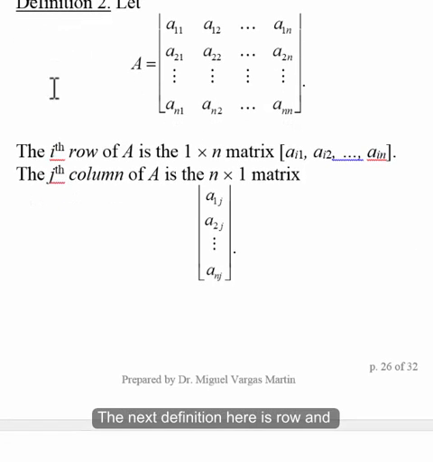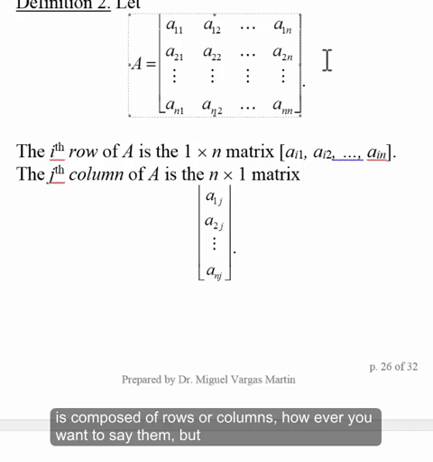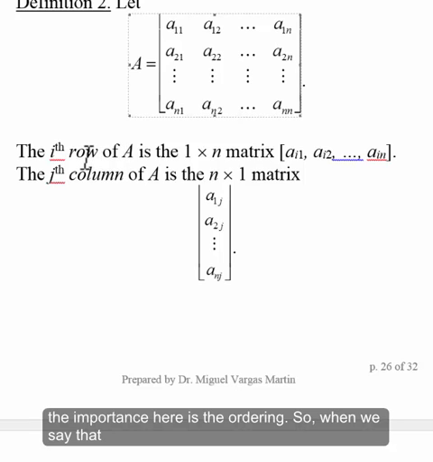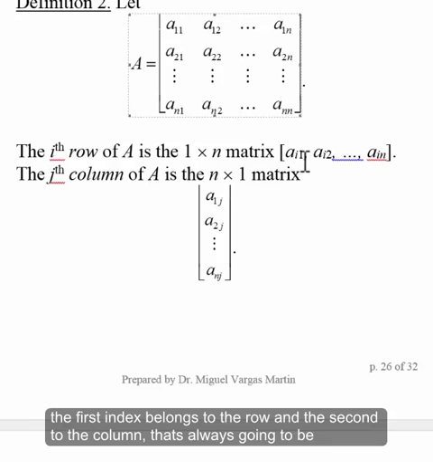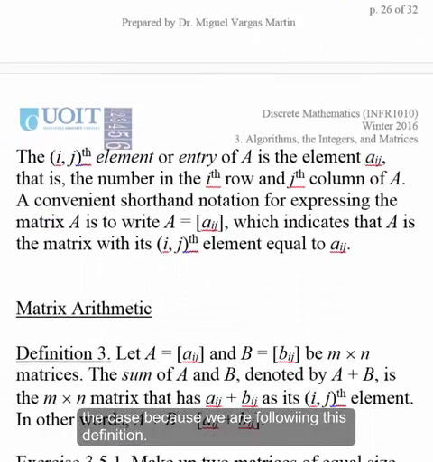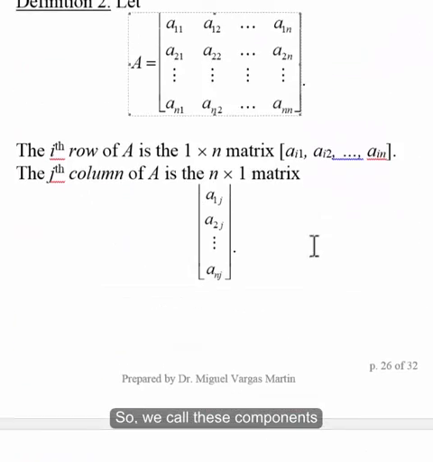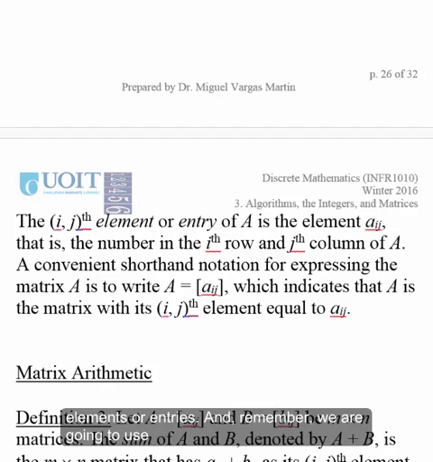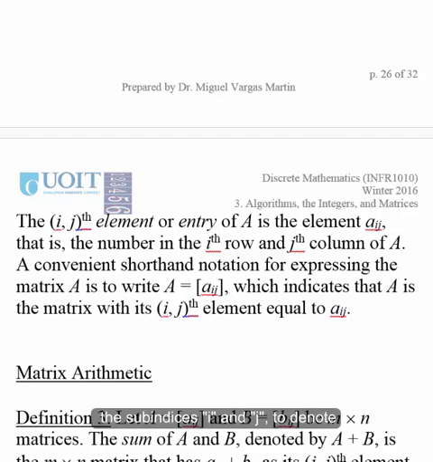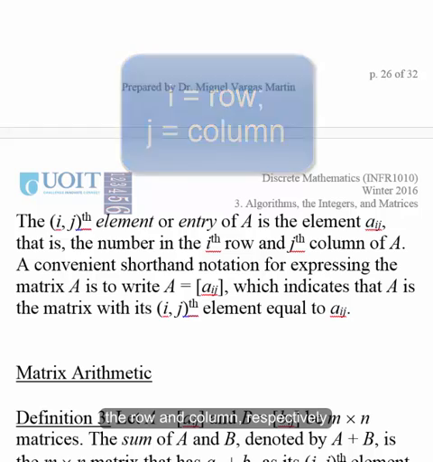The next definition here is row and column. Basically, the matrix is composed of rows or columns, whatever you want to see them. But the importance here is the ordering. So when we say that the first index belongs to the row and the second to the column, that's always going to be the case because we are following this definition. We call these little components elements, or entries. And remember, we're going to use the subindices i and j to denote the row and column, respectively.